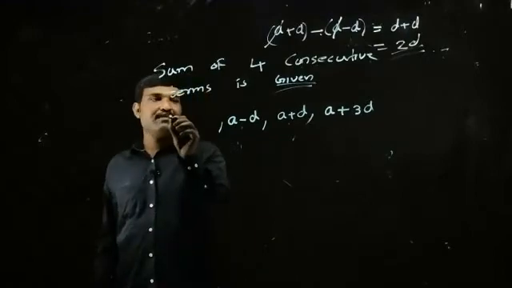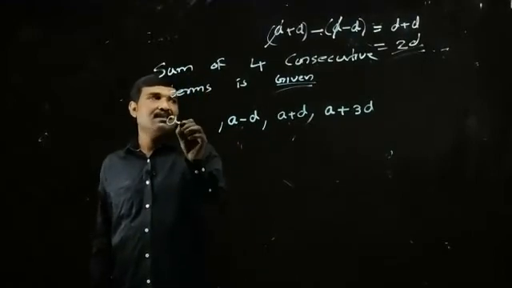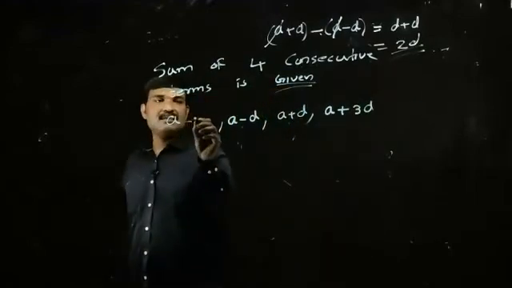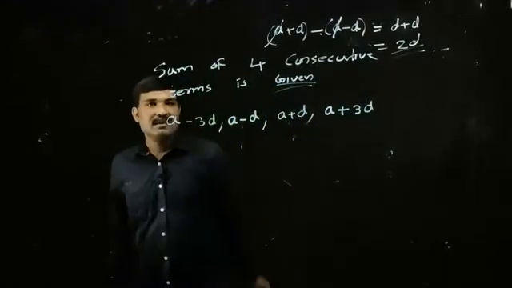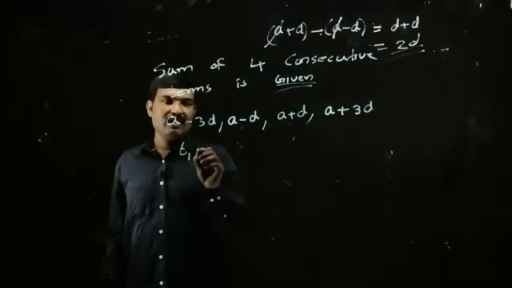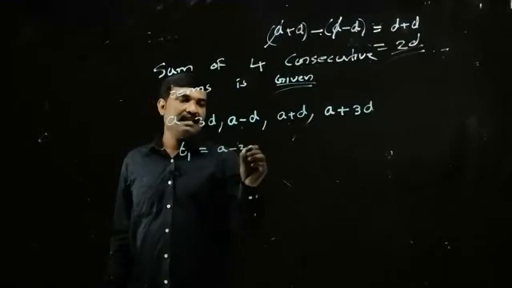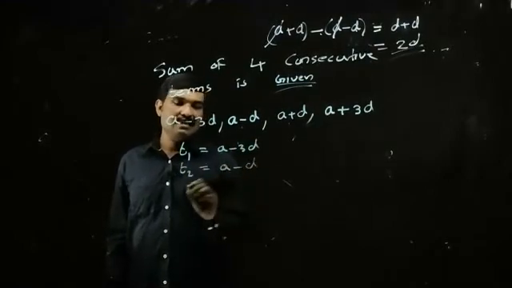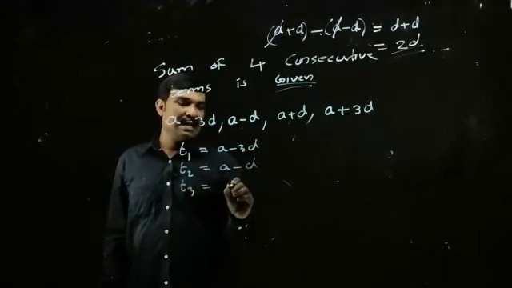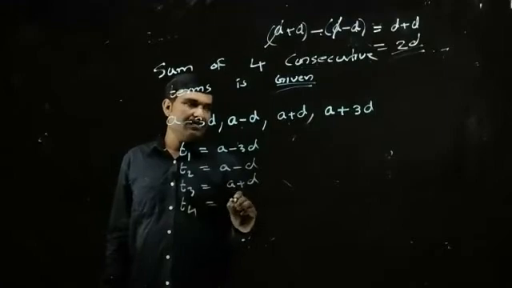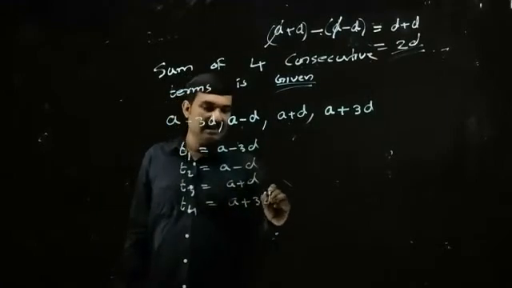So we can write a term here just before A minus D. The common difference should be 2D. That is A minus 3D, right? In this manner we can choose. Term 1 is equal to A minus 3D, term 2 is equal to A minus D, T3 is equal to A plus D, and T4 is equal to A plus 3D, right?